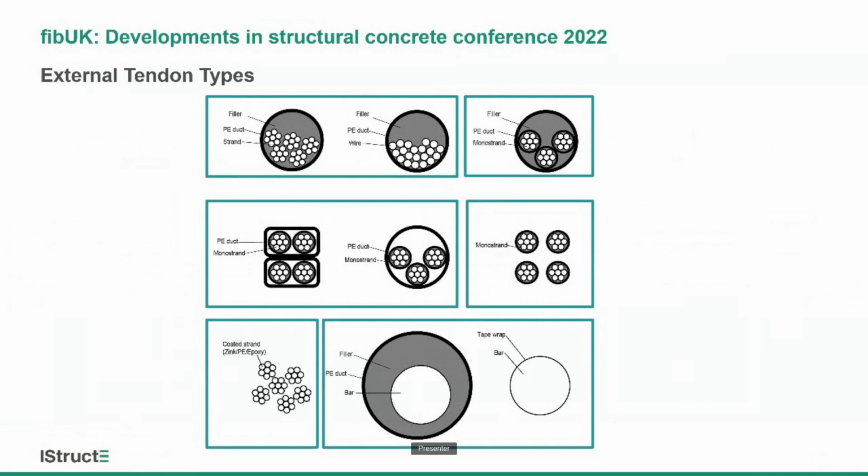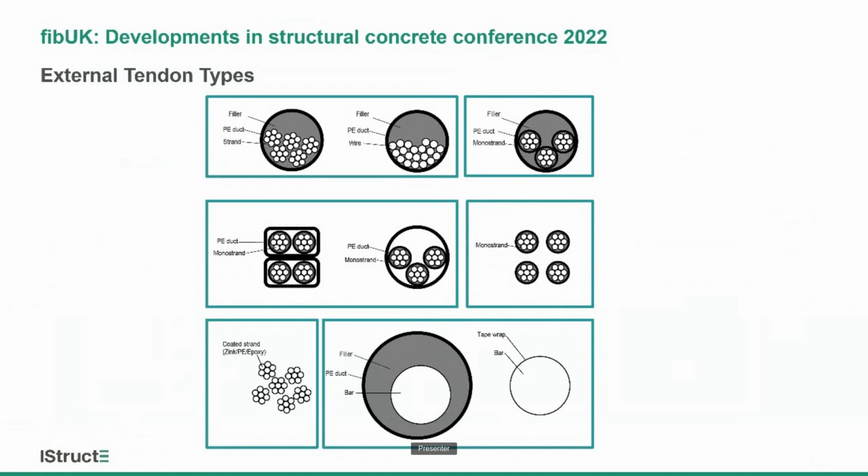Starting high level with the different types of tendons that are on the market. In the upper box, you see various types consisting of a PE duct with tensile elements in, either strands or wires, with corrosion protection done by a filler. Nowadays, we use flexible fillers here. Originally, when the technology started, the majority of the projects was executed using cementitious grout.